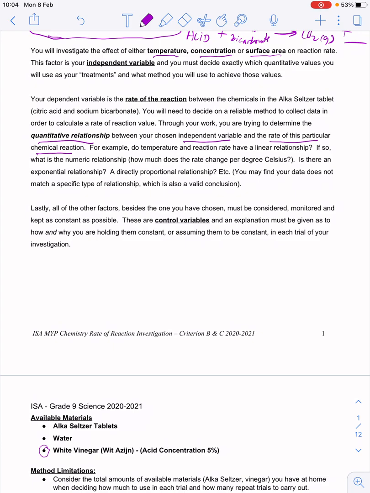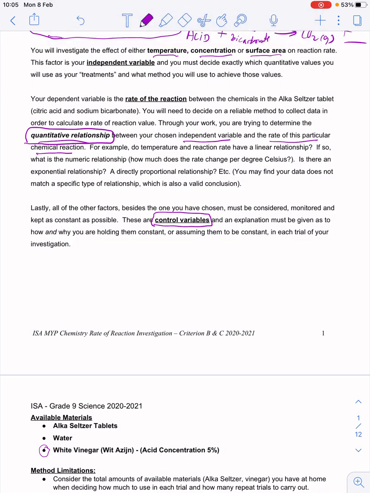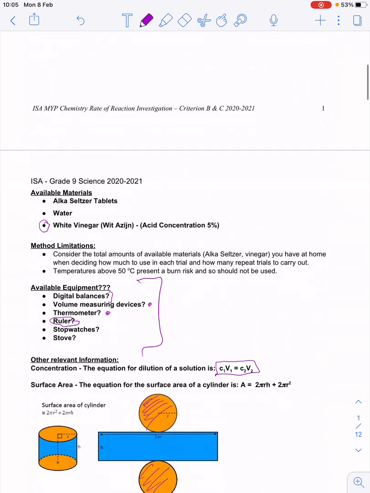And you'll be able to make a statement about, oh, well, for every 1 degree I warm up the reaction, the rate goes this much faster. So that's what we're looking for in the end, a more specific answer than just it increases or decreases the rate. And of course, anytime you're doing an investigation like this, you're also going to need to outline the control variables, why they need to be controlled, and how you're going to do that.